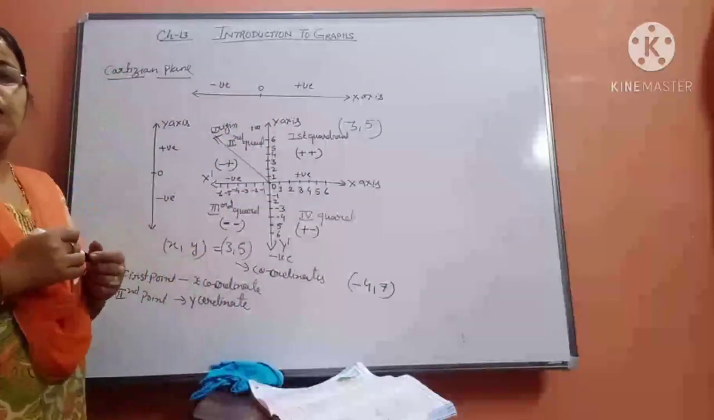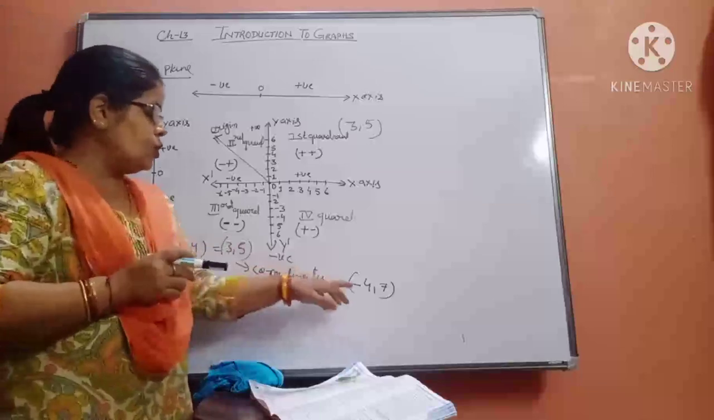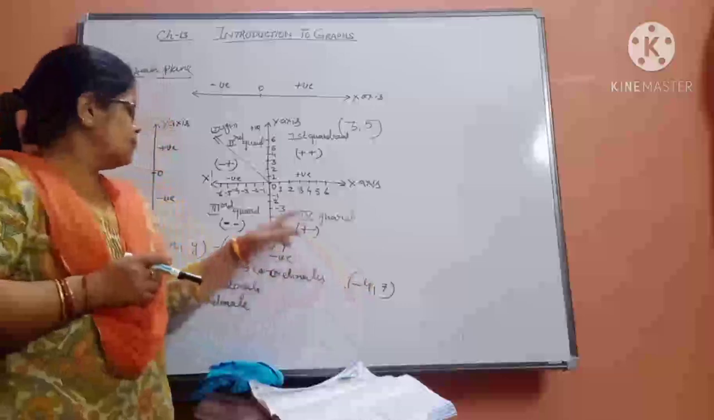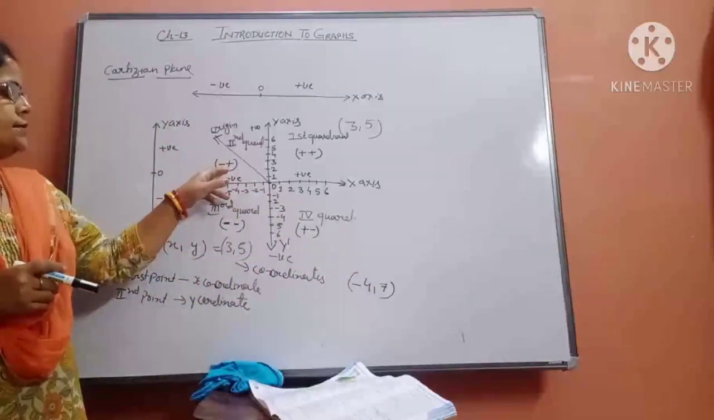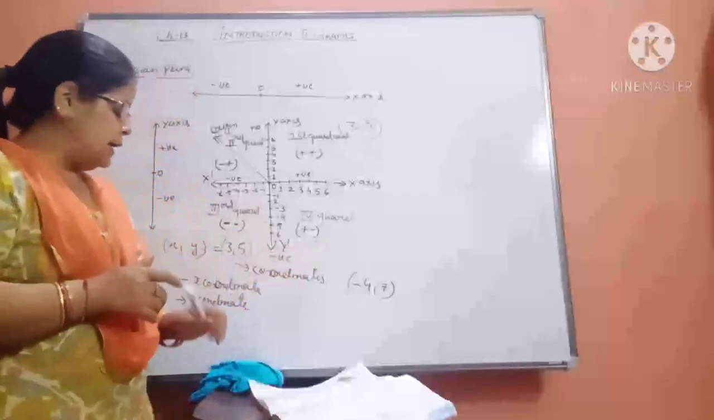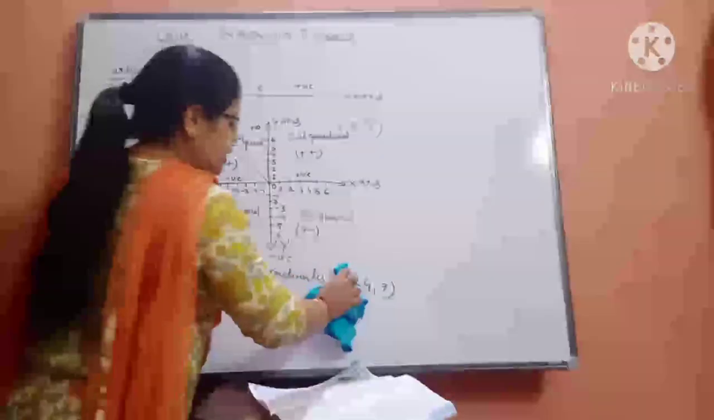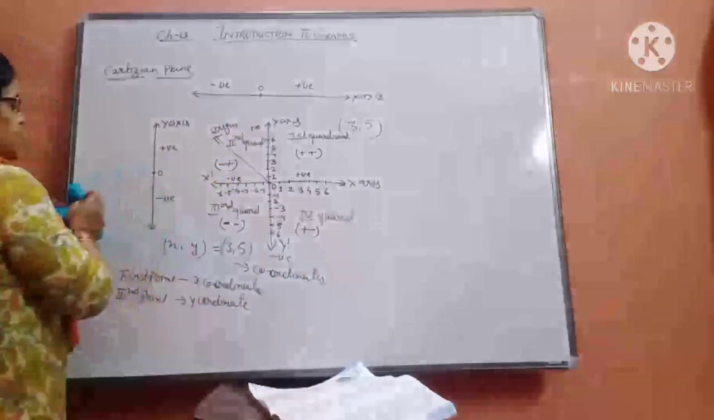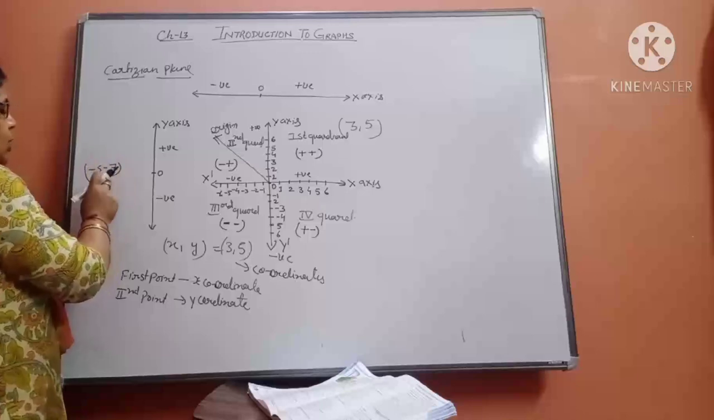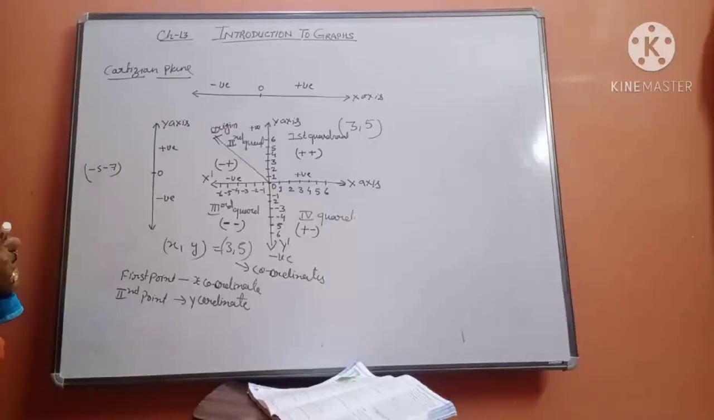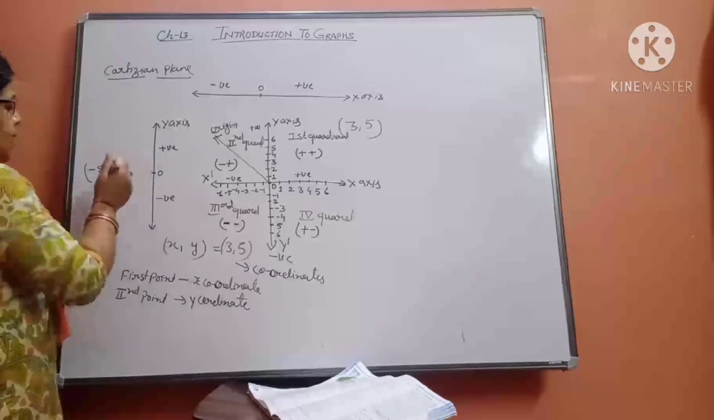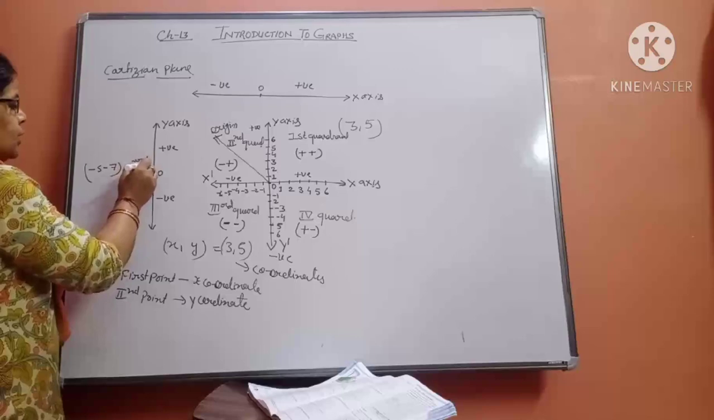Now suppose I have given one question to you that (-4, 7) will lie in which quadrant. Without locating the point, tell in which quadrant it will lie. So it is minus and it is plus. Now see that minus and plus lie in which quadrant? In the second quadrant. So directly without locating the point, you can identify in which quadrant the point will lie. Now suppose again I am giving you (-5, -7), in which quadrant will this point lie? So what you will do, you will see that minus and minus comes in the third quadrant. It means directly you will write that in the third quadrant this point will lie.